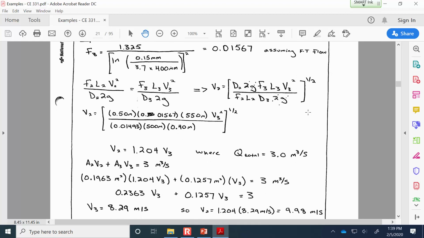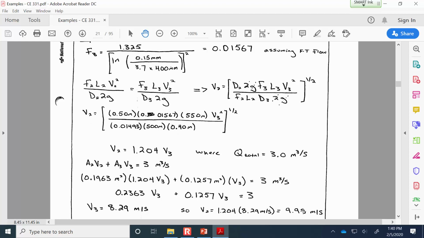Okay, so on the screen I've got it solved through what are both of the velocities. We find the velocity 2 in terms of the velocity 3 and then substitute it into the continuity equation, which says that the flow rate through both of the pipes together should be 3 cubic meters per second. And so we put in the known area for each pipe, V3, and then instead of V2 we put in what is V2 in terms of V3, because now we've got one equation with only one unknown, and we can solve for what the magnitude of velocity 3 is, and so it should be 8.29 meters per second, and therefore that means the velocity through pipe 2 is 9.98 meters per second.